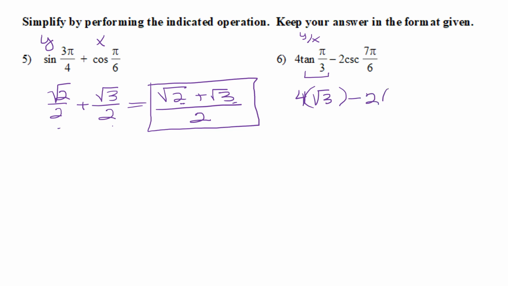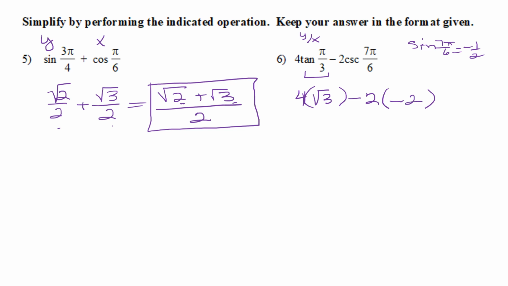Minus 2 multiplied by cosecant of 7 pi over 6. Remember, cosecant is the reciprocal of sine. So sine of 7 pi over 6 is negative 1/2. Therefore, cosecant is going to be its reciprocal, which would be negative 2 over 1, or just negative 2.